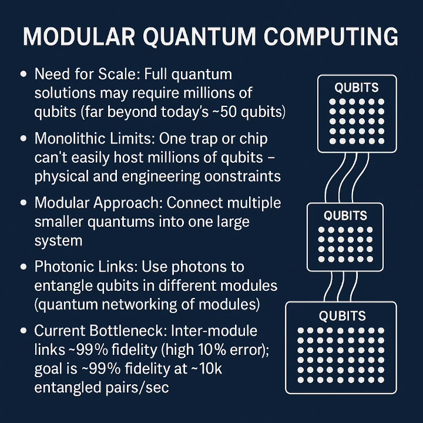One commonly cited goal is 10,000-plus Bell pairs per second at 99% fidelity between modules. Achieving 10K entangled pairs per second with 1% error or less would likely be sufficient to perform distributed quantum error correction and link modules without overwhelming the system with errors.